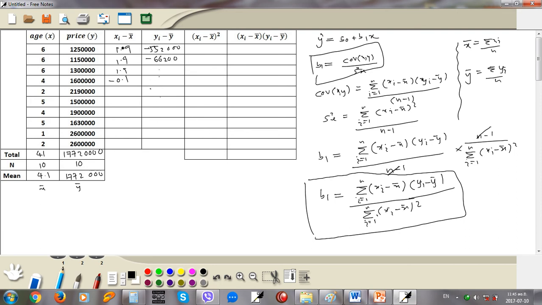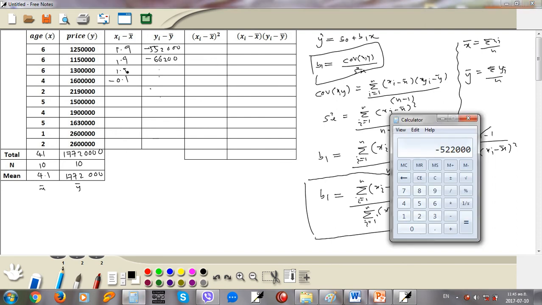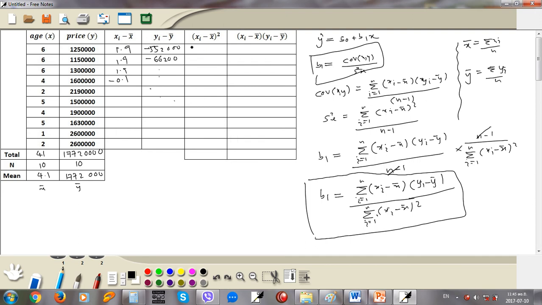Then you have to find xi minus x bar squared. Take xi minus x bar, which we found as 1.9. Squared means 1.9 multiplied by 1.9, that is 3.61. Then 0.1 multiplied by 0.1 is 0.01. Then you can fill in the other values also.